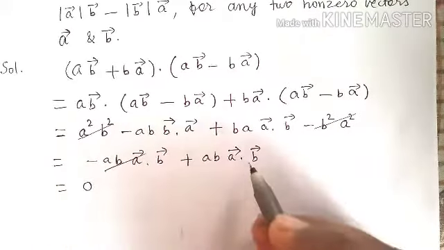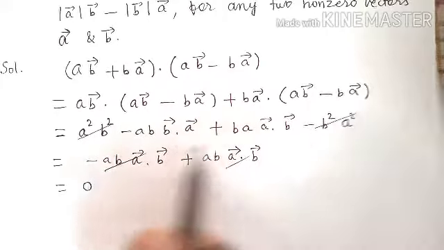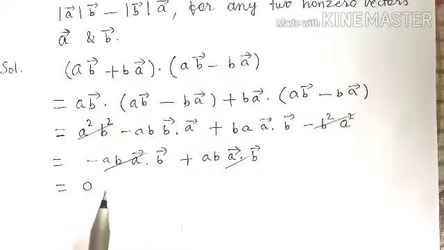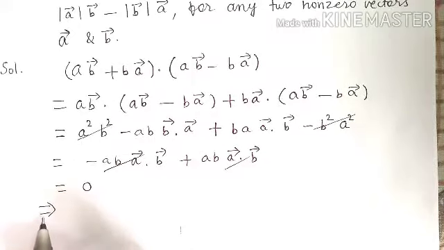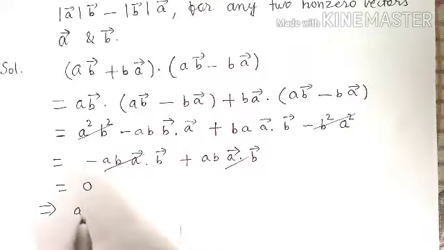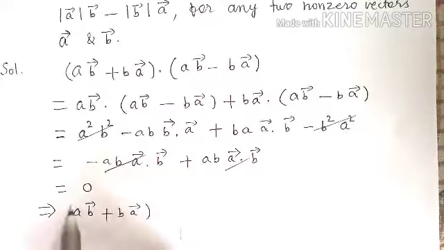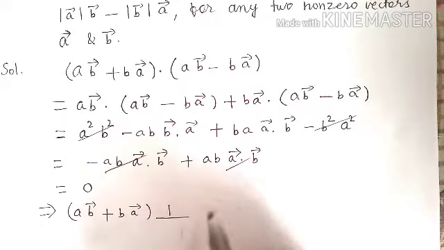It means that the dot product of these two vectors is 0. This implies that cos theta is equal to 0. This implies that the vector is perpendicular to the other.